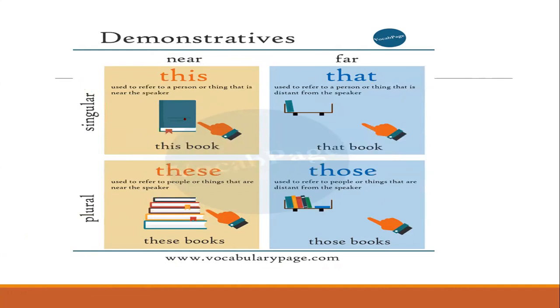The example here, this book, the distance is short, correct? This, short distance, and book, singular. Is that correct? Yeah? Good. Now we have that.